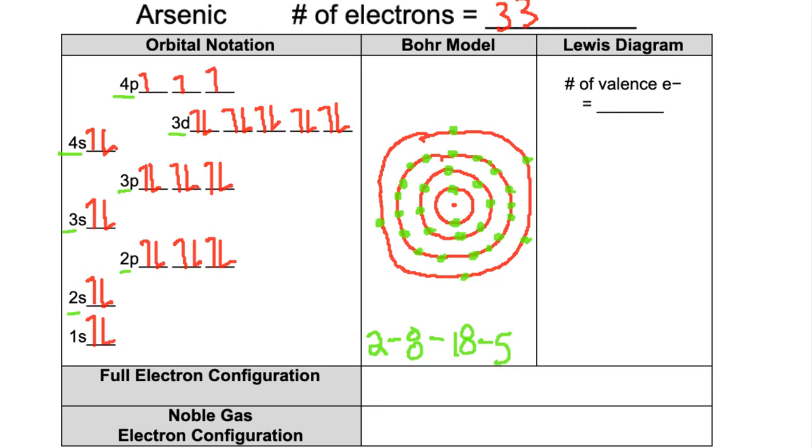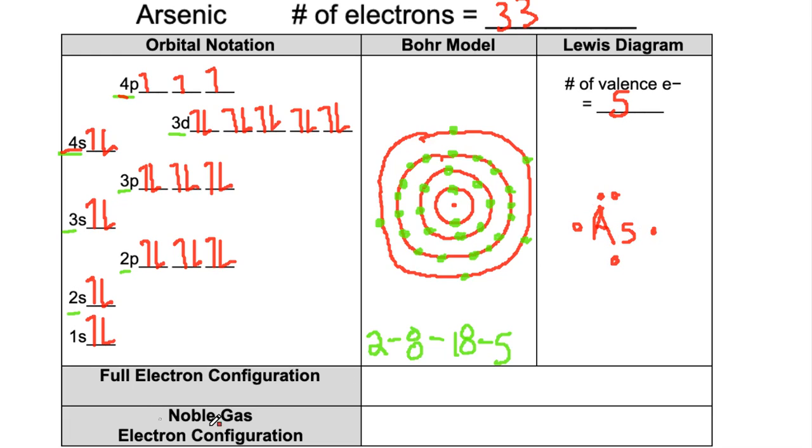Okay, number of valence electrons. So outermost S and P's. So 4 is our outermost energy level. 4s and 4p, those are our outermost s's and p's. There's a total of 5 electrons there. Okay, symbol for arsenic is As, and it has 5 valence electrons. So 5 dots around it.